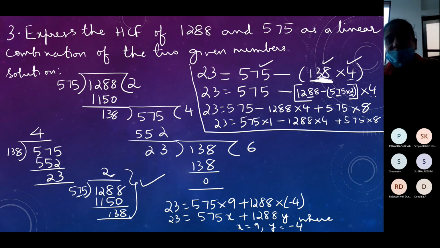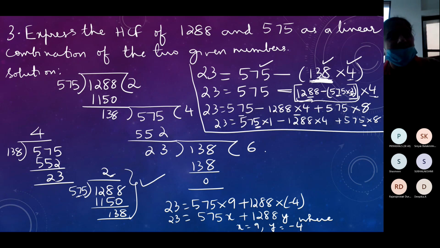This into 4, we have put it outside here. See, this is 1288. From here to here is 1288, into 4. Now multiply. Open the bracket. So it will be minus 1288 into 4. And minus into minus is plus. Multiply this quotient with 4. So 2 4s are 8. 575 into 8. So here we have 575 into 1, and this is 575 into 8.